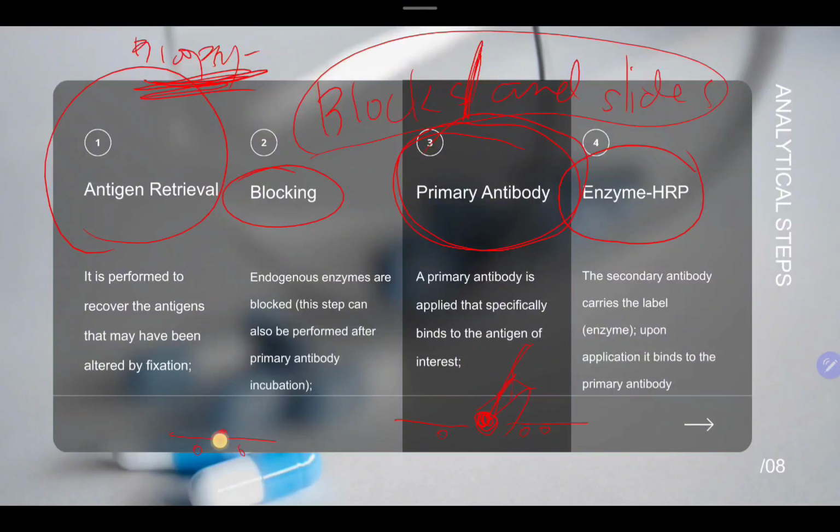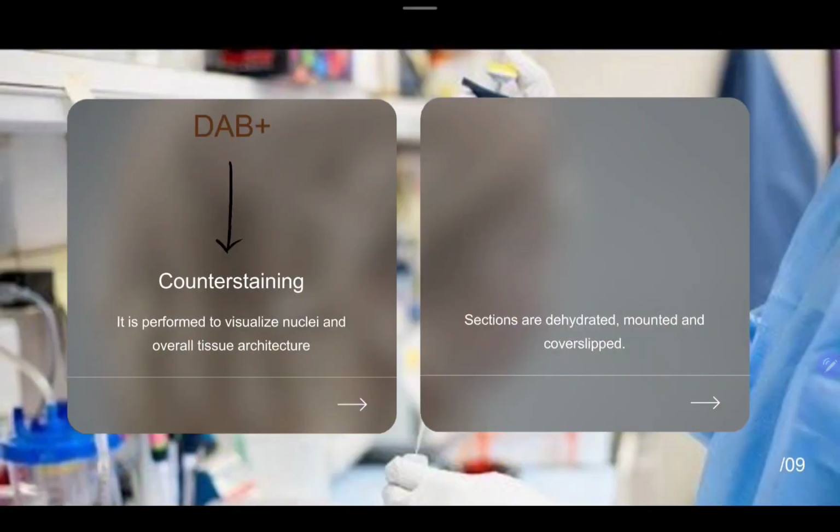And ito yung blocking. Ito yung target natin. The antibody will bind po. And then the enzyme HRP will bind. Okay, will bind here. Ayan. Dikit siya. Okay? So, after ng binding ng enzyme HRP, para ma-view natin siya under the microscope, okay, you are going to perform counter staining.